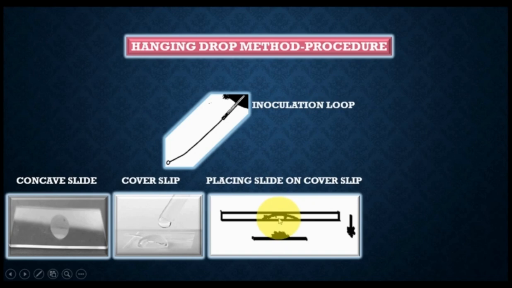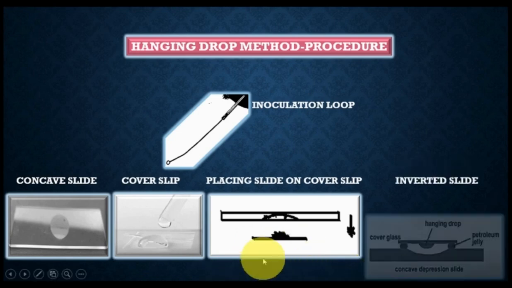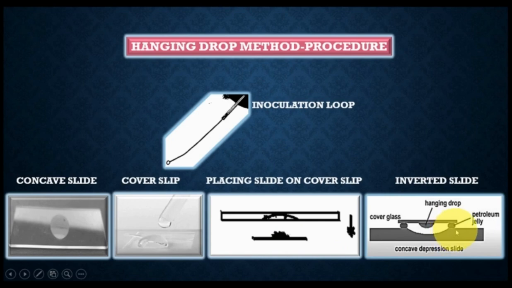Then petroleum jelly is applied around the brims of the cover slip and slide, so that there will not be any leakage. Now you invert the slide. You see that now you have inverted the slide. This is the position after the inversion of the slide. This slide can be used under the microscope to find out whether the microorganism is motile or not.